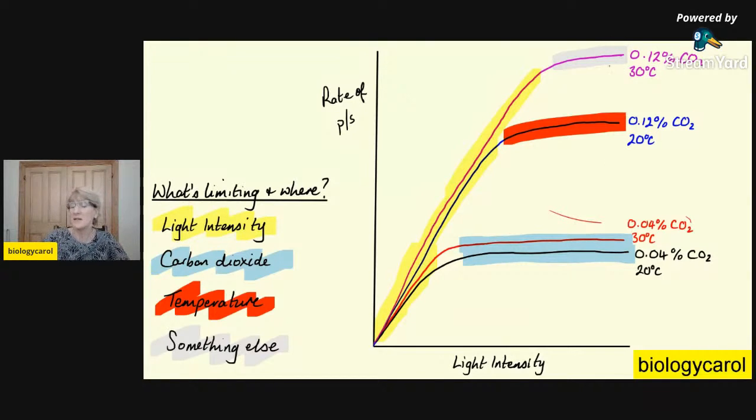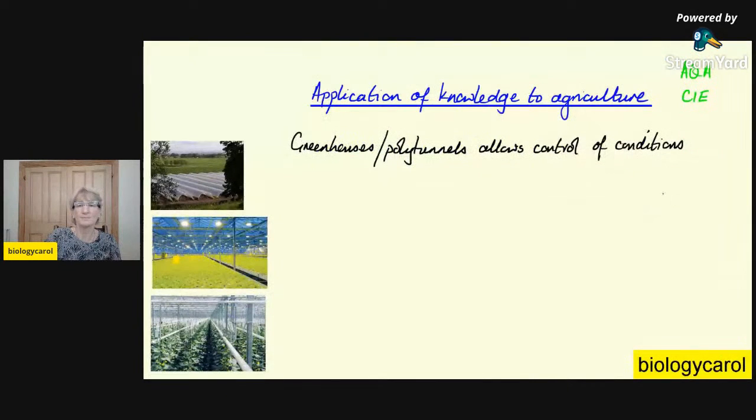So it must be something else. And that might be, for example, the amount of chlorophyll in the leaves. Hopefully that helps. And finally, let's just talk about this quick application of knowledge of the limiting factors to agriculture.